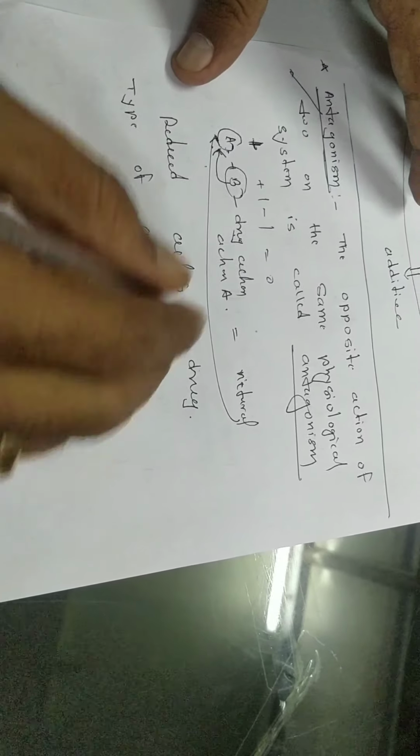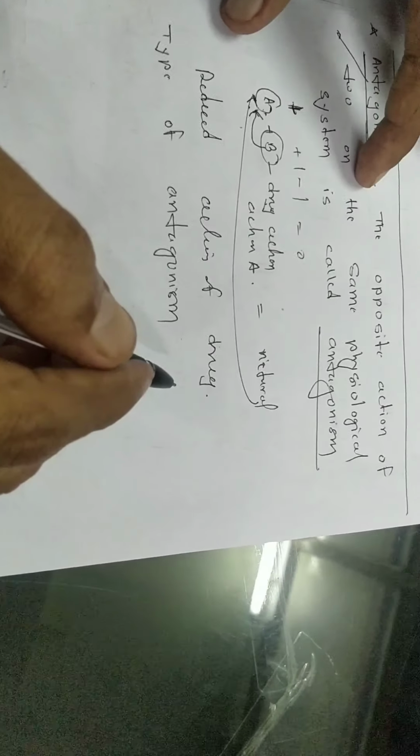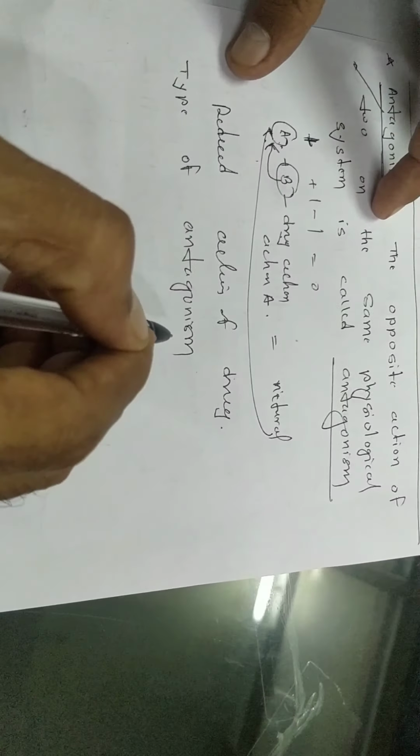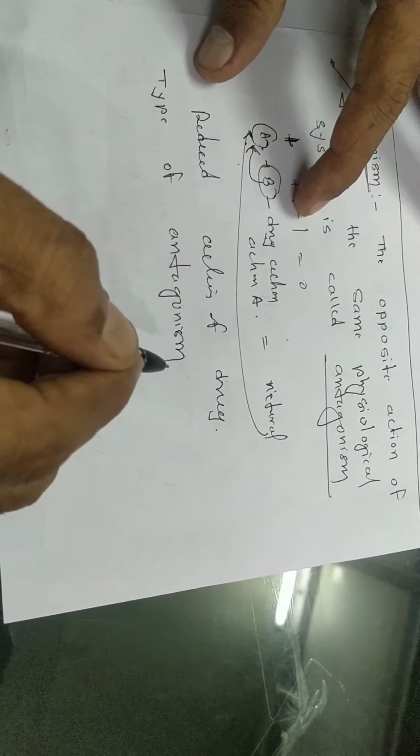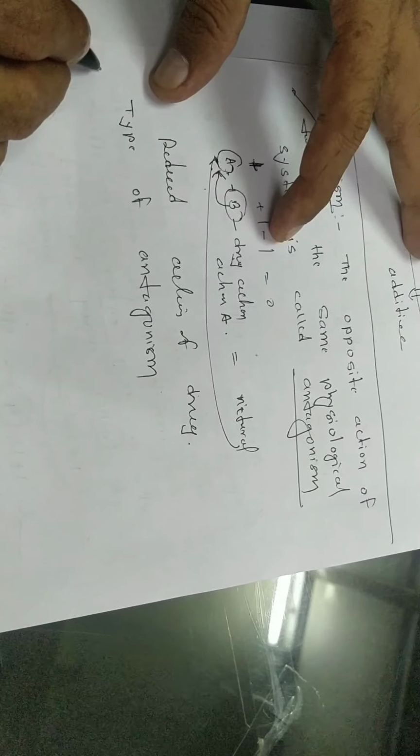Antagonism generally shows the blocker. The agonist is blocked by the drug. The agonist is blocked by the antagonist. That is called the blocker. They are of three types. Write down first.